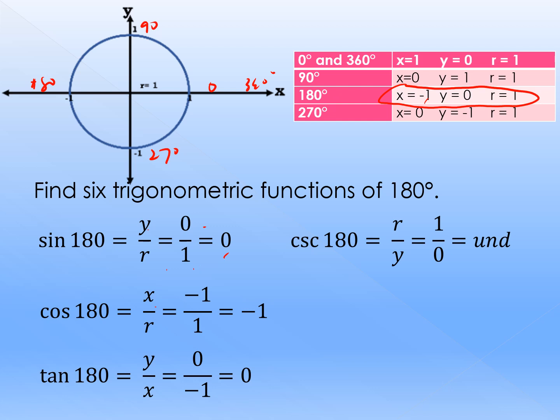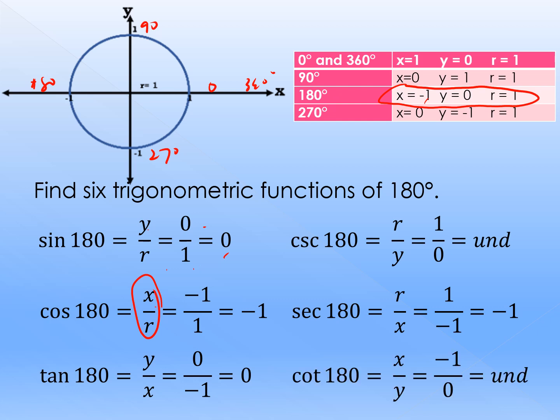1 over 0 is equal to undefined. Just always remember, any number that you divide by 0, the answer is equal to undefined. Okay? Let's have secant 180. For secant 180, we're going to have r over x. We just only get the reciprocal of the pattern for sine, cosine, tangent for cosecant, for secant, and for cotangent. For secant 180, we have r over x. We just simply get the reciprocal of x over r. And 1 over negative 1 is equal to negative 1.